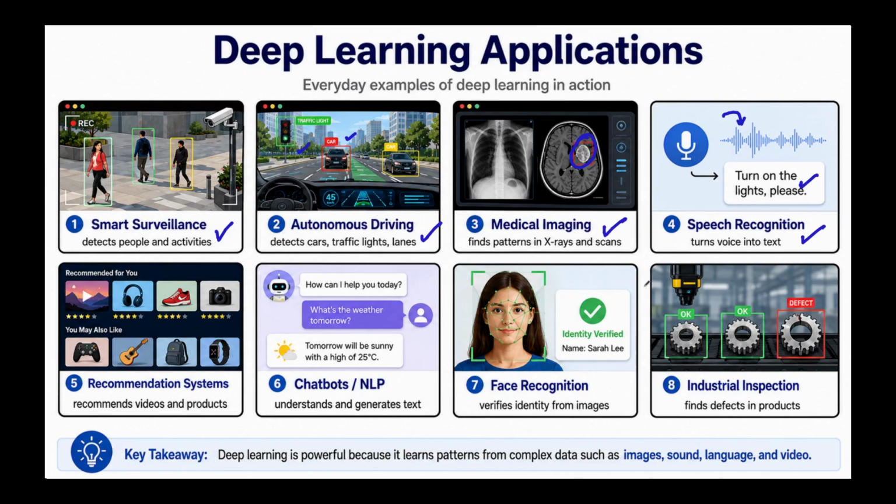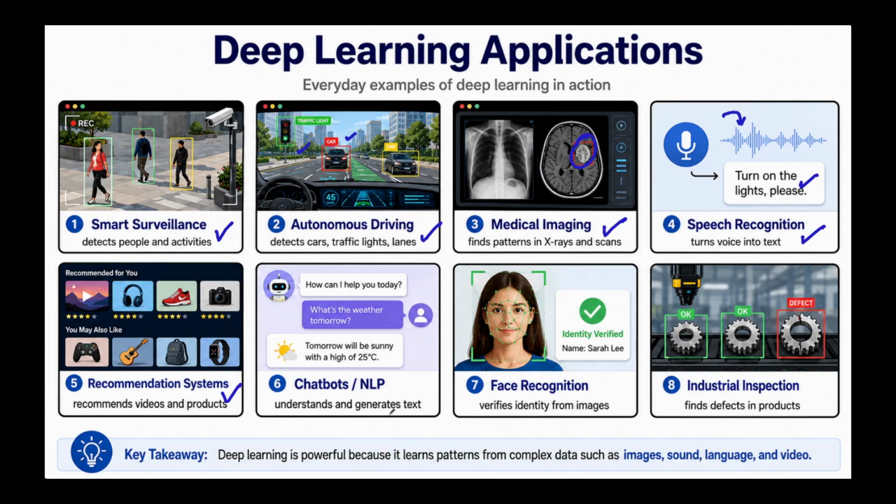The fifth one, recommendation systems. Whether YouTube recommends a video or an online shopping app recommends a product, deep learning may be used in the background. The model looks at the user behavior, watch history, clicks, likes, search patterns, and similar users. Then it tries to predict what content or product the user may like next.